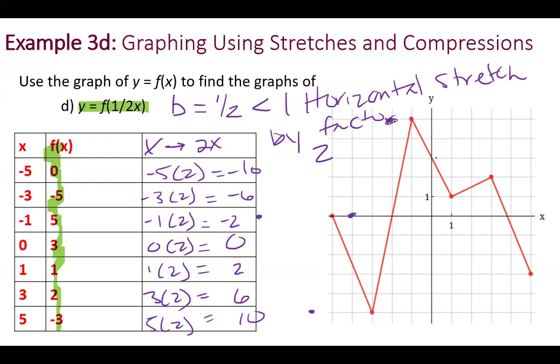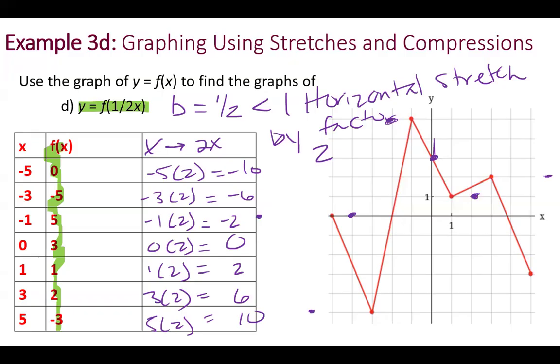Here we're at 0, 3. Did we move? No, we still are at 0, 3, because 0 times anything is 0. Here we're at 1, 1. Where did we move to? 2, 1, because 1 times 2 is 2. Here we're at 3, 2. Where do we move to? 6, 2. So we're going to be off a little bit, right? And then I can't really do this one because it's off in no man's land.